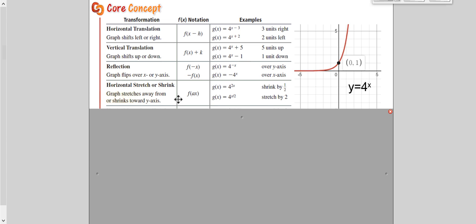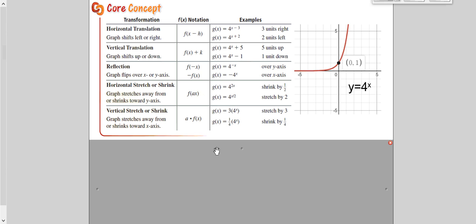Horizontal stretches and shrinks. Notice the reciprocal. This is a 2 times x, and it's a shrink by 1/2. This is an x divided by 2, so that's the same as x times 1/2. So that's a stretch by 2. And then your vertical stretches and shrinks, multiplying out front. Multiply by 3, it's a vertical stretch by 3. If you were describing this, you would have to put the word vertical with your word shrink.